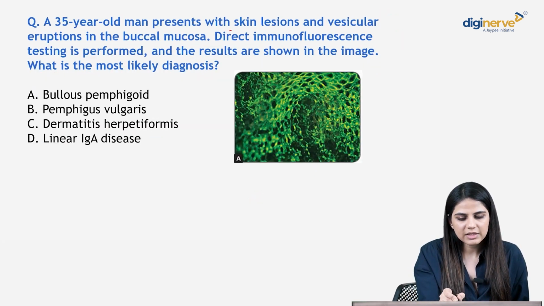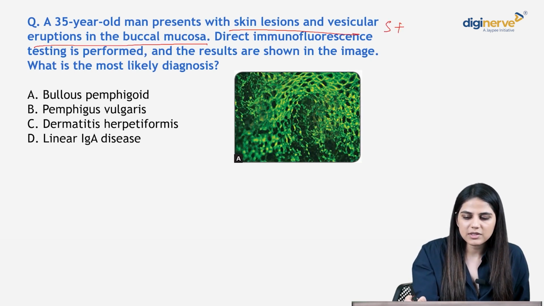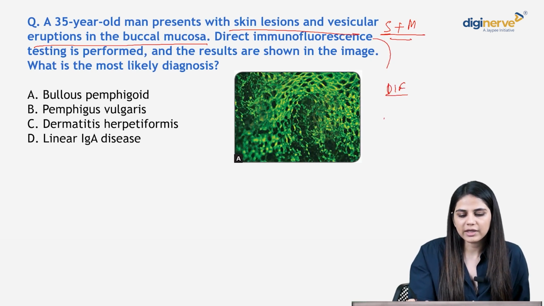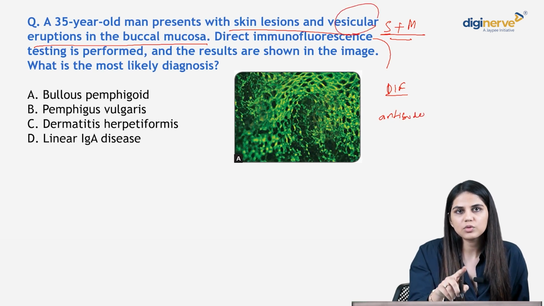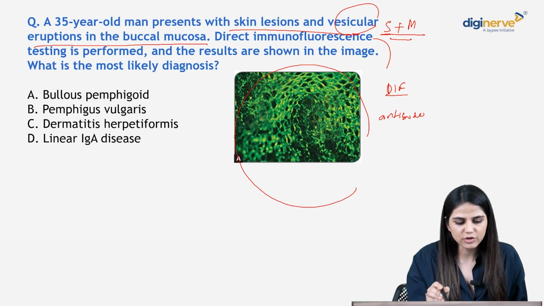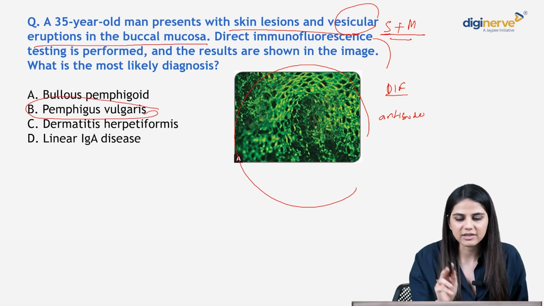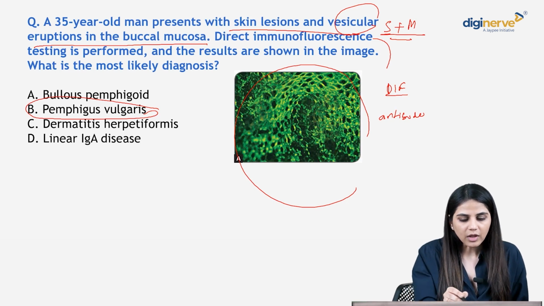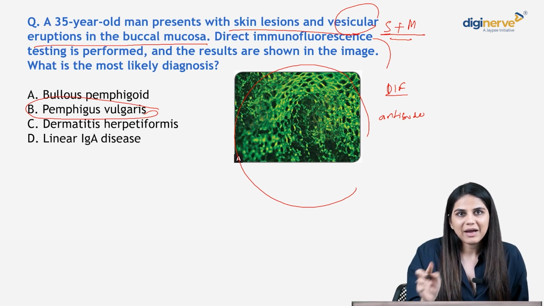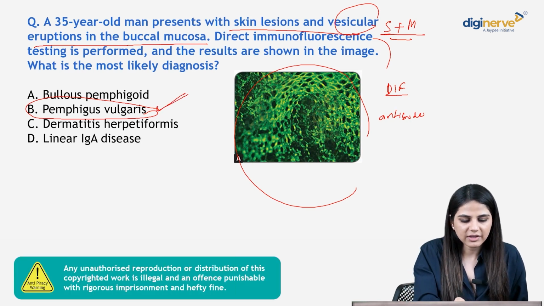35-year-old man, skin lesions, vesicular eruptions in buccal mucosa. So skin plus mucosa involved. DIF is used to look for antibodies. Vesicular lesion, clue towards vesiculobullous disorder. But in any case, this is a very classical image of a fishnet pattern which is seen in pemphigus vulgaris. Remember this. And fishnet pattern is an intraepidermal disorder, hence pemphigus vulgaris.